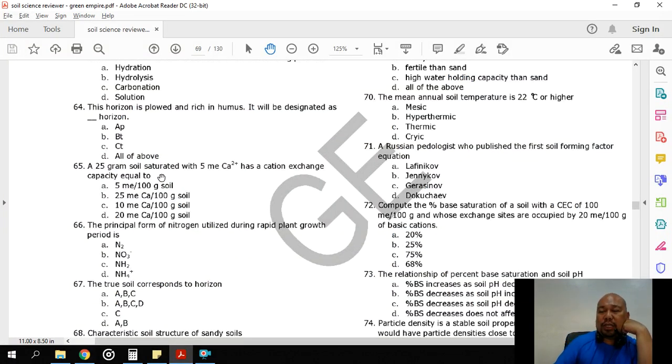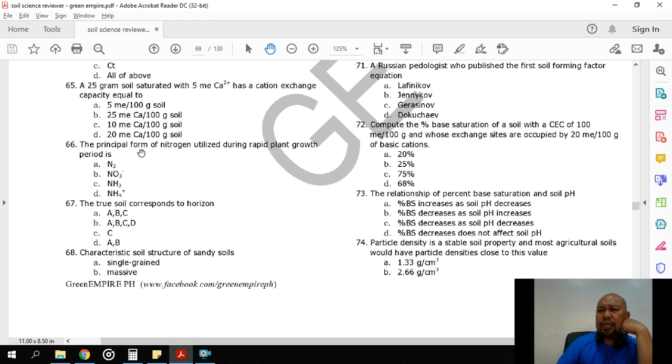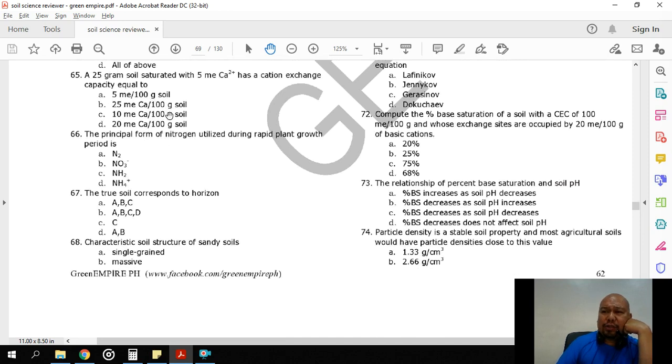25-gram soil saturated with 5 milliequivalents of calcium 2 plus. This has a cation exchange capacity equal to, hatag na to ni Ma'am Rene Jane. Principal form of nitrogen, so chemistry. This is not part of my coverage. Utilized during rapid plant growth. I'm not sure. I think it's nitrate. NH4 plus is ammonium. NO3 is nitrate. So I think it's nitrate, but I'm not sure.